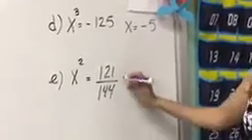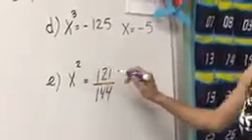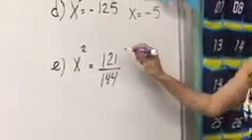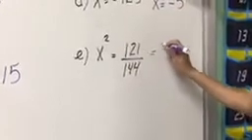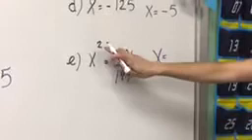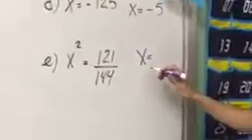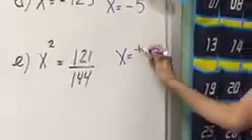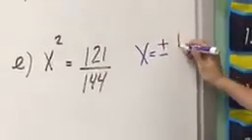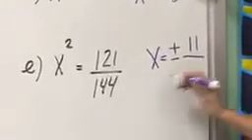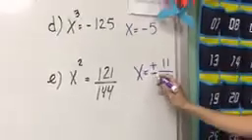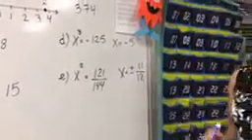Next one here. What I'm going to do is take the square root of 121 and 144. So here x could be equal to, since it's squared, positive or negative, right? Well, the square root of 121 is 11. The square root of 144 is 12. So x equals positive or negative 11 over 12.